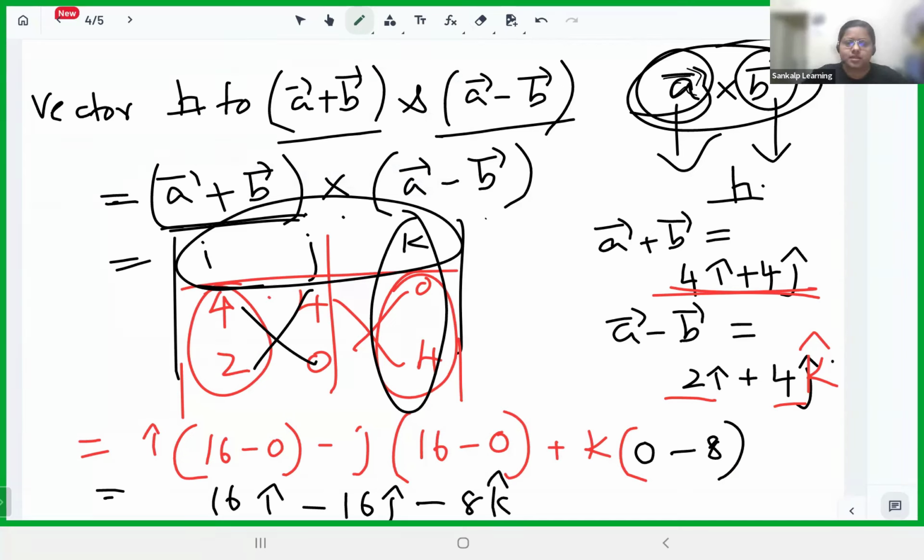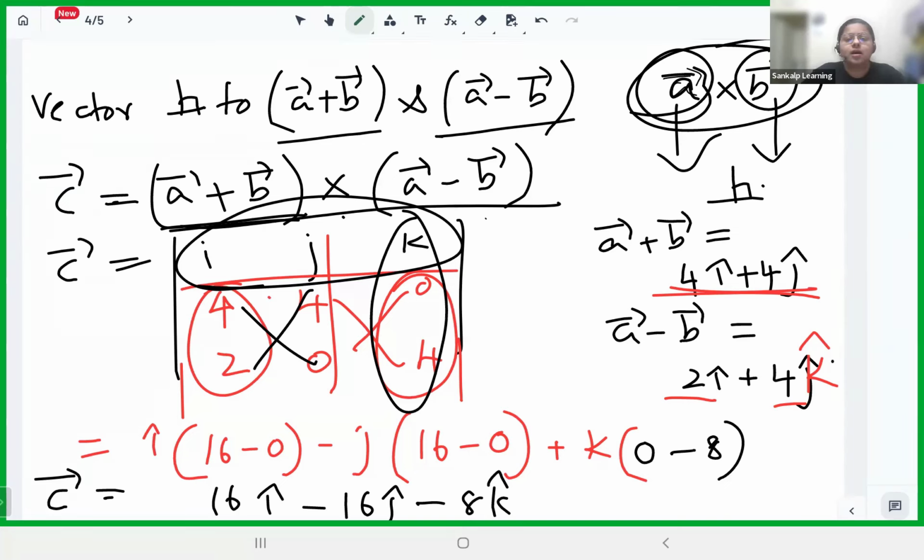16i minus 16j minus 8k. Let this be vector C. So vector C is equal to 16i minus 16j minus 8k. This is a vector which is perpendicular to both a plus b and a minus b, since it is a cross product of those vectors. We have got a perpendicular vector, but can we stop here? No, we have to make it a unit vector also.